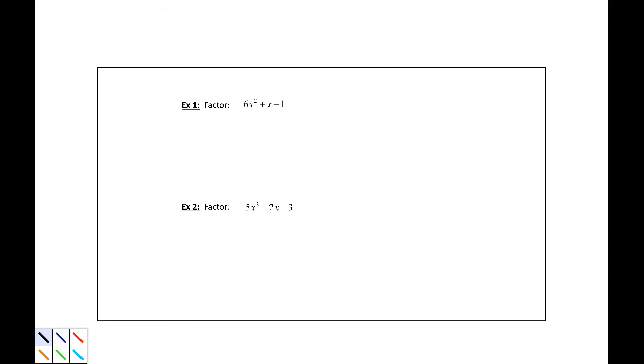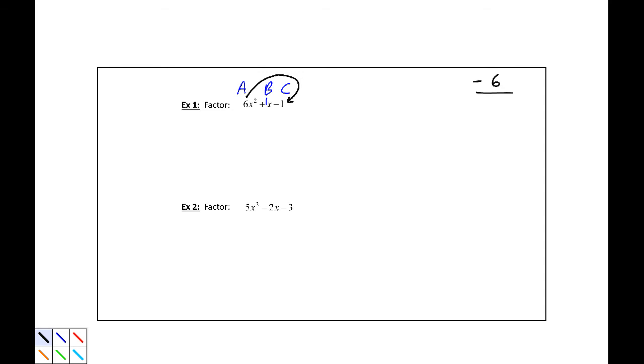So example 1, factor 6x squared plus x minus 1. The first thing you might notice is we have a 6x squared, not an x squared. And what I'm going to do is call these a, b, and c. My a is 6, my b is 1, and my c is negative 1. I'm going to multiply a times c, that is the first number by the last number. 6 times negative 1, that is negative 6.